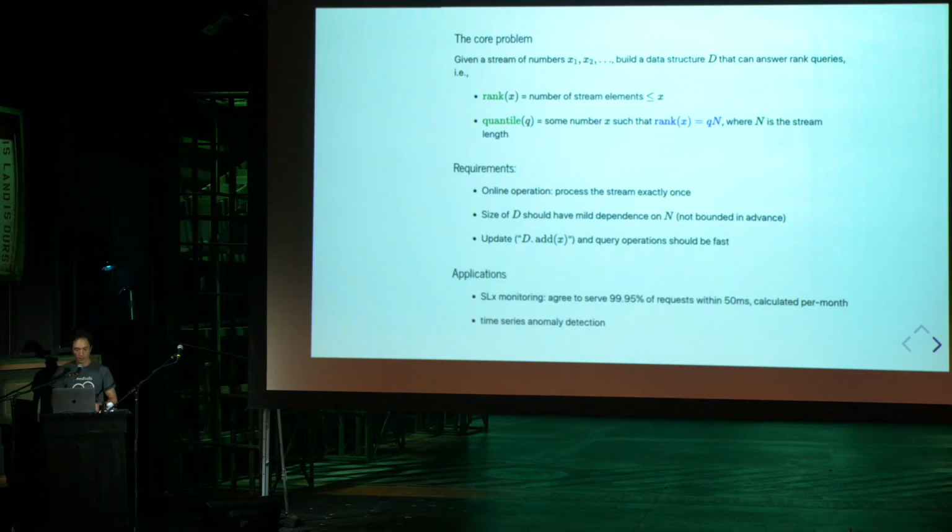The routine application is service level objective and agreement monitoring, and I think we've seen this on a bunch of slides. But for example, over the last month, I would like to know if I've served some very high proportion of requests within some agreed upon threshold.